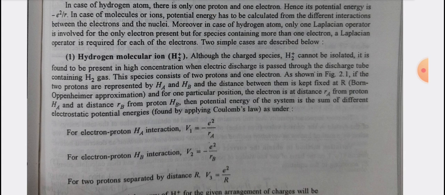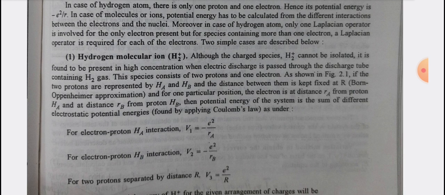First, the hydrogen molecular ion H2+. Although the charged species H2+ cannot be isolated, it is found to be present in high concentration where an electric discharge is passed through a discharge tube containing H2 gas. This species consists of two protons and one electron. As shown in figure 2.1, the two protons are represented by Ha and Hb.